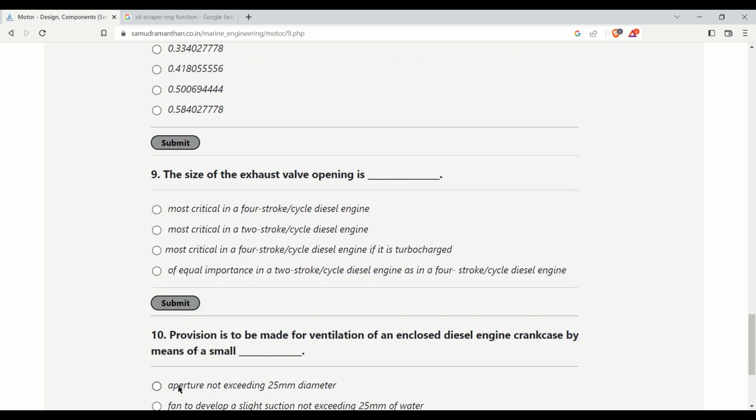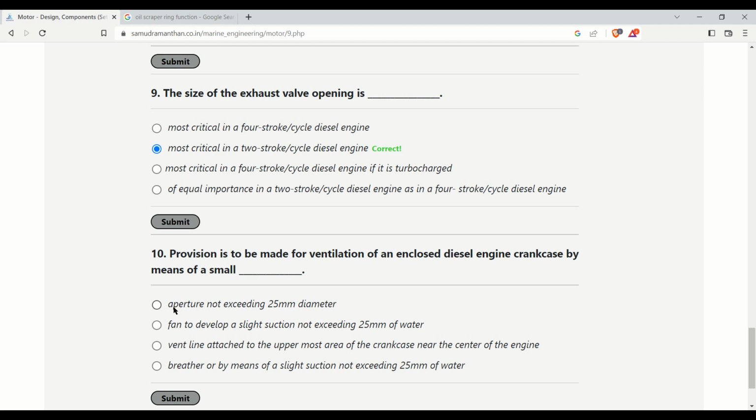The size of the exhaust valve opening is, and the options are most critical in a 4-stroke cycle diesel engine, most critical in a 2-stroke cycle diesel engine, most critical in a 4-stroke cycle diesel engine if it is turbocharged, of equal importance in a 2-stroke cycle diesel engine as in a 4-stroke cycle diesel engine. The correct option should be most critical in a 2-stroke cycle diesel engine.